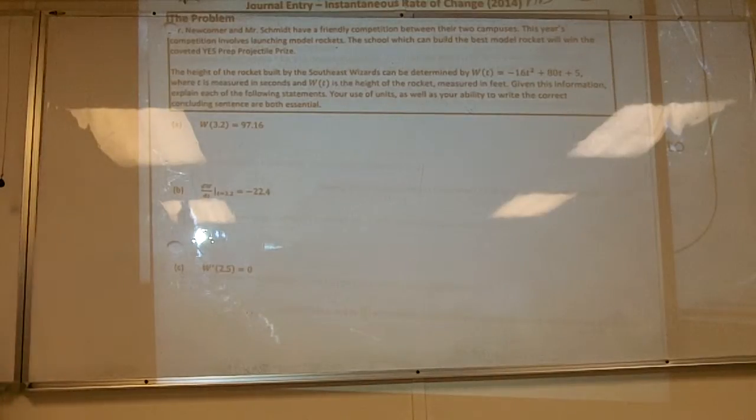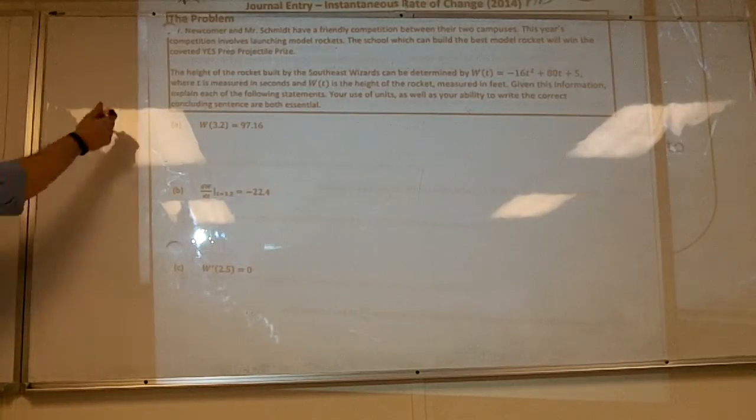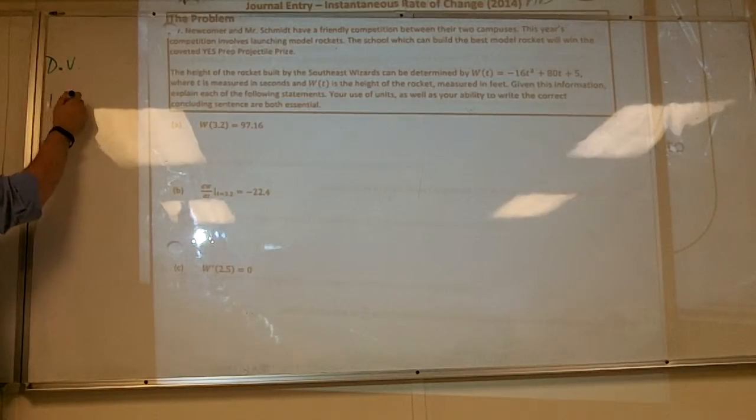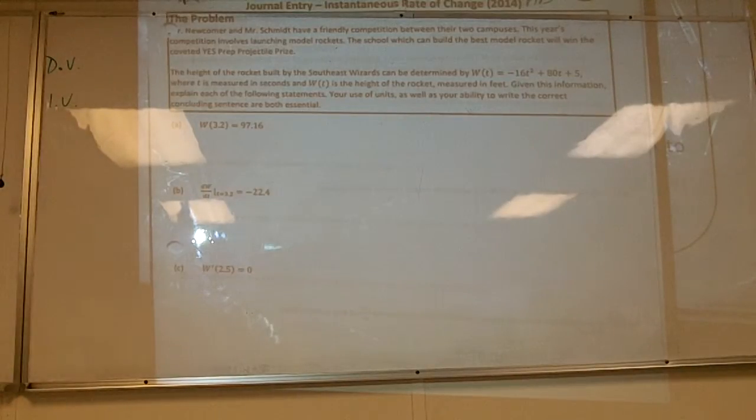Okay, so here's your task right now. I want you to write 3 sentences that completely describe what's going on. Yesterday we had a little bit of difficulty at first with the sentences because we were struggling with what I mean by the dependent variable and what I mean by the independent variable. So let's get some hands up. In this particular problem, what is the independent variable?